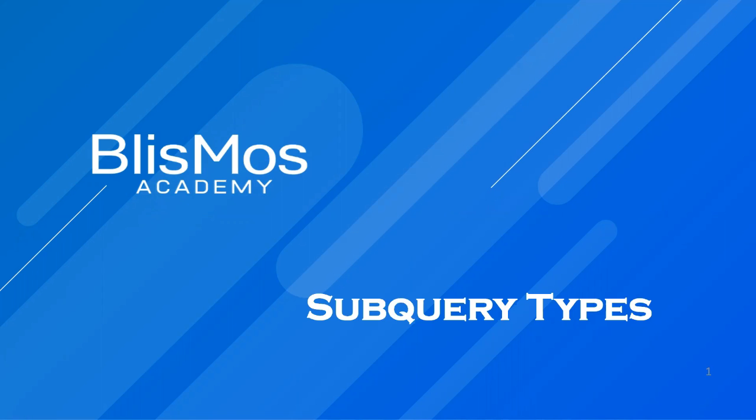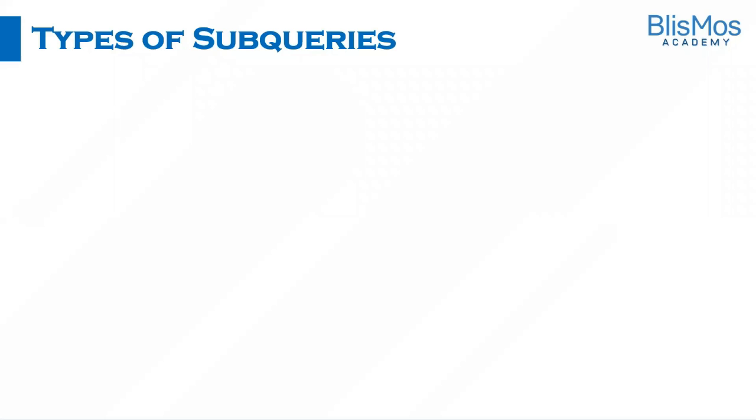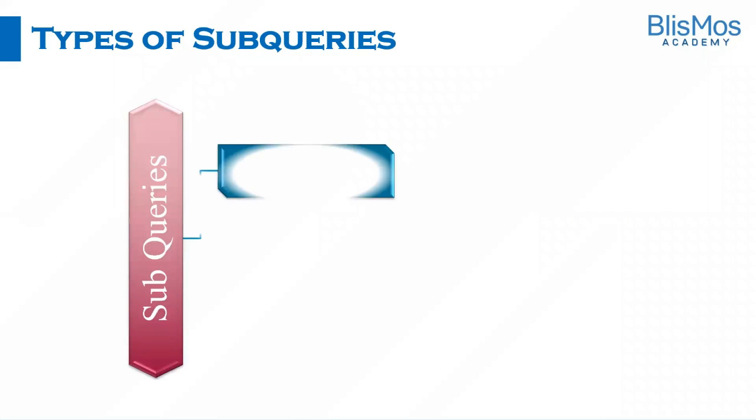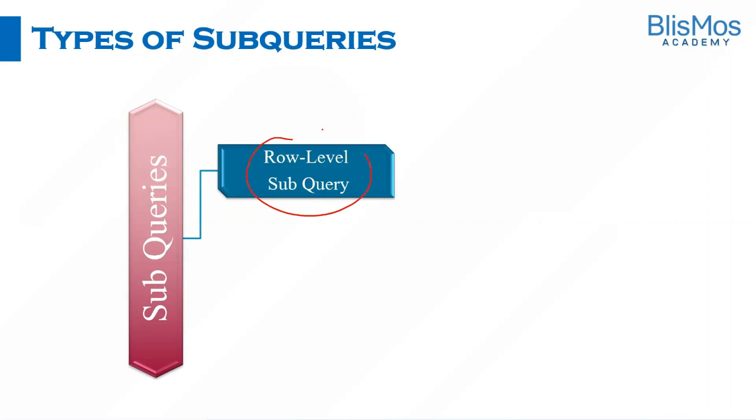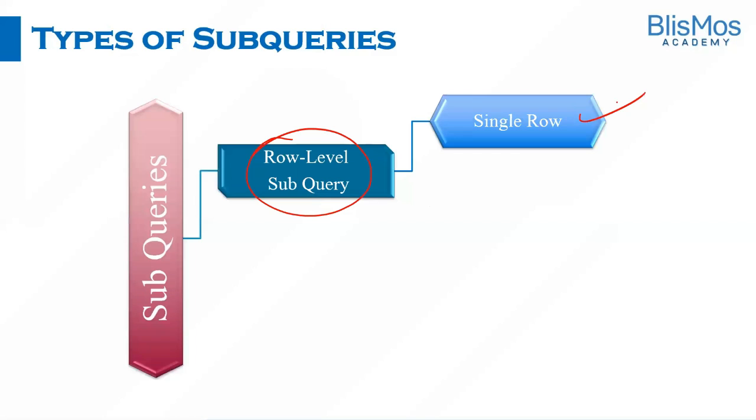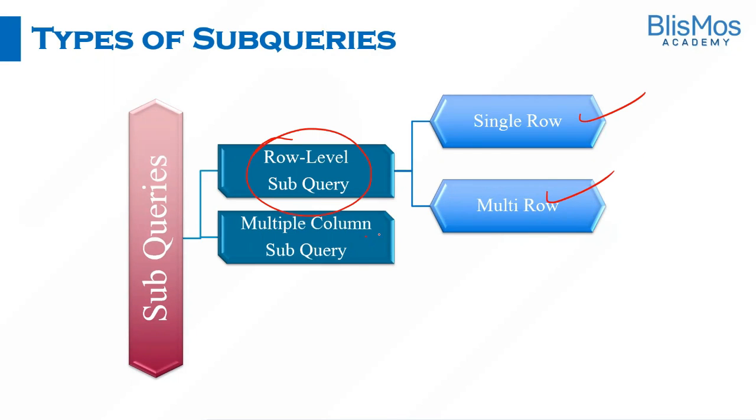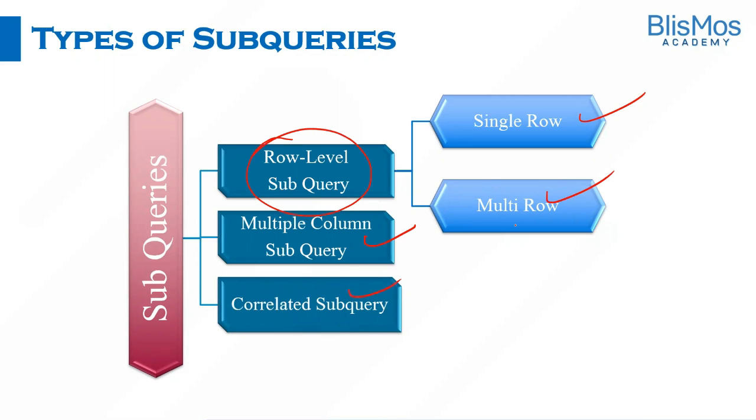As a part of this video, we'll understand the types of subqueries. We do have different types of subqueries. First and foremost, we have row level subquery. Within row level, we have single row subquery and multi-row subquery. Then we have multiple column subquery. Then we have correlated subquery. Let us understand them one by one.